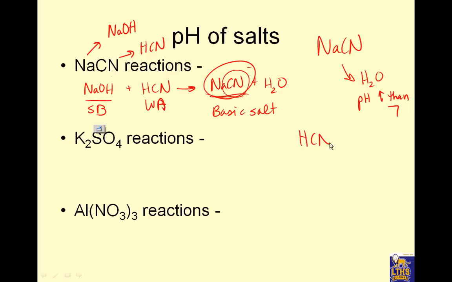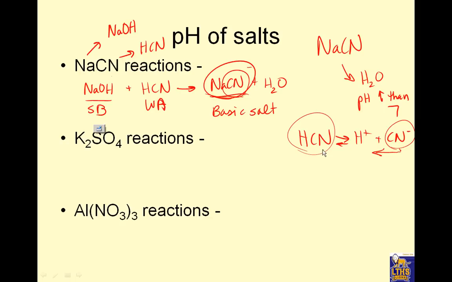Let's look at this. HCN makes H plus and CN minus. Which side of this equilibrium is favored? Well, this side. This is a weak acid, which means this is a strong conjugate base.